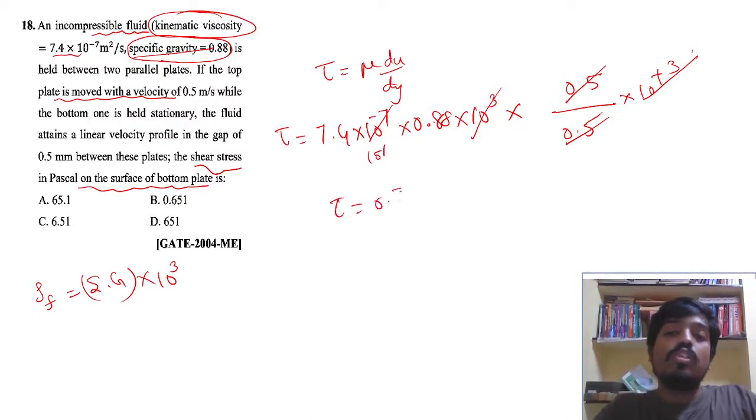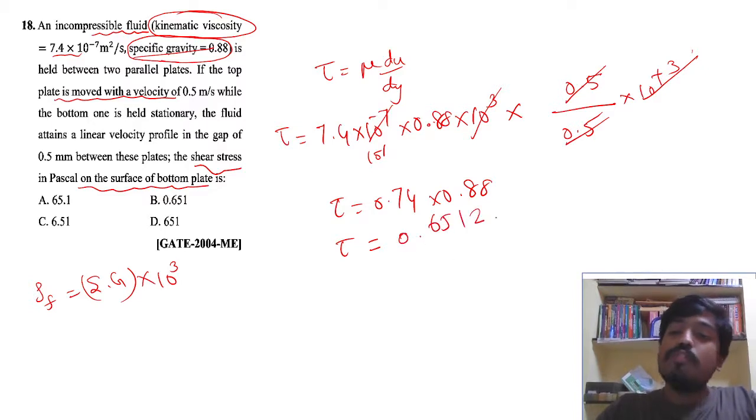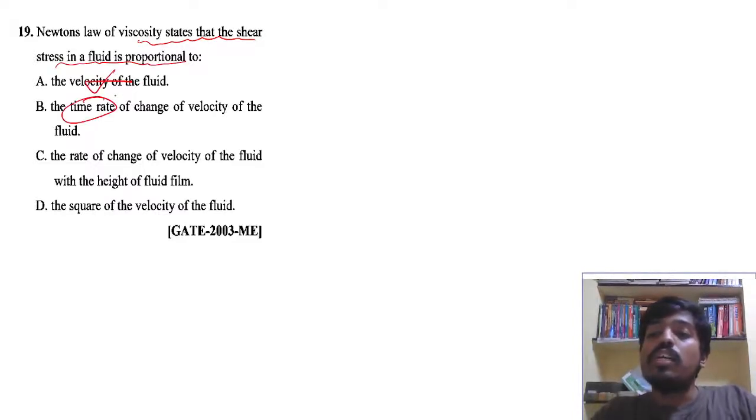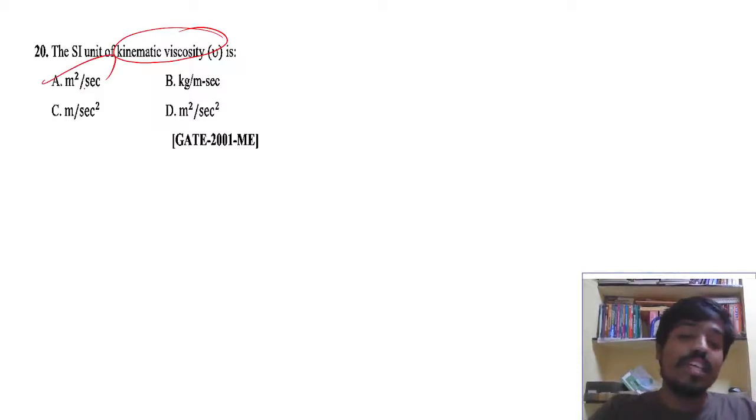So this tau value is equal to 0.74 into 0.88. So the answer we have is 0.6512, 0.651. Newton's law of viscosity states that the shear stress in a fluid is directly proportional to not velocity, not time rate, but the rate of velocity with height of the fluid. Not square. This same question comes a third time, Mechanical Engineering 2001.